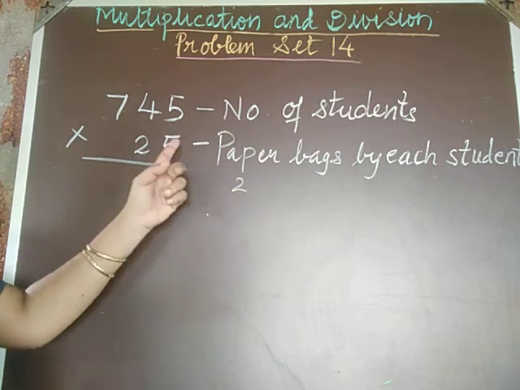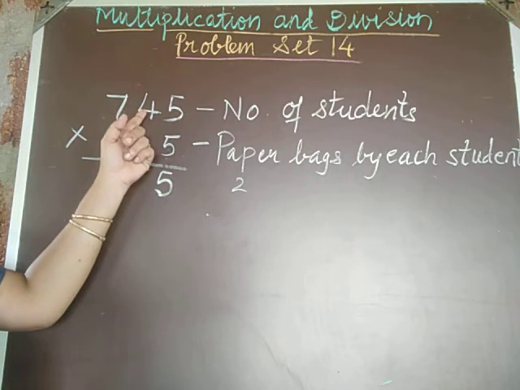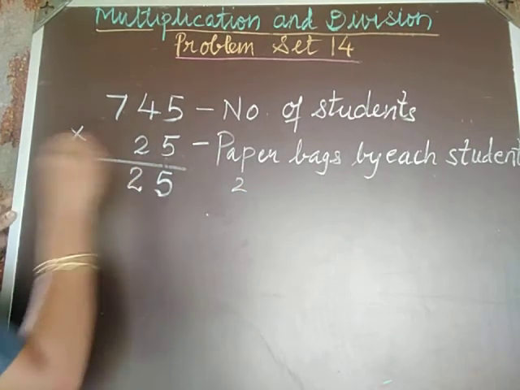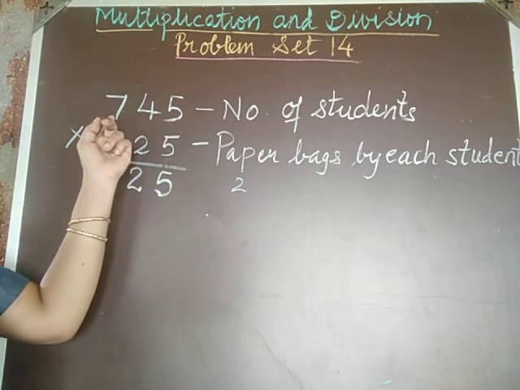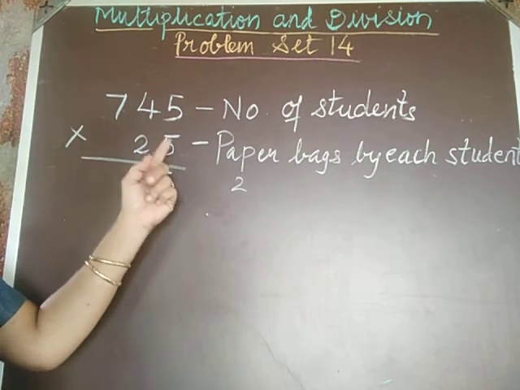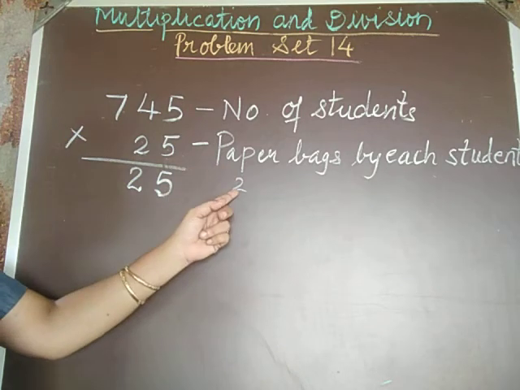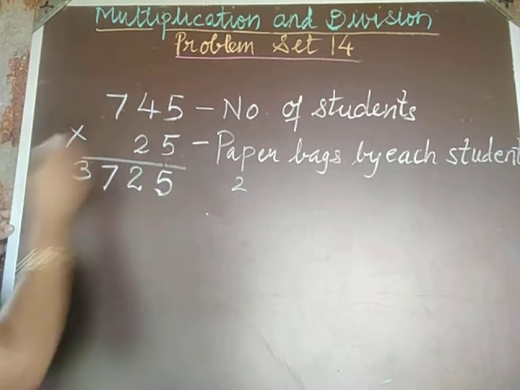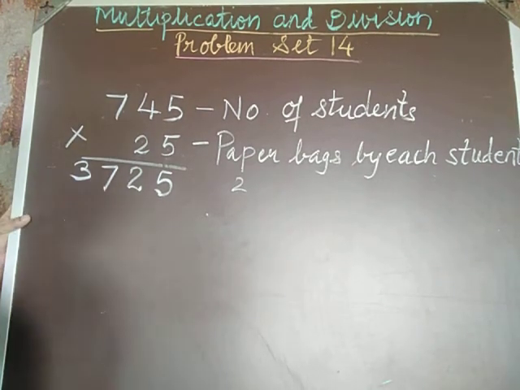Now what do you have to do? 5 4s are 20. 5 4s are 20 plus 2 becomes 22. Again carry 2. Then 5 7s are how much, students? Yes, say the table. 5 7s are 35. 35 plus 2 becomes 37. So there is no more number to carry. Therefore, we will write 37 directly here.